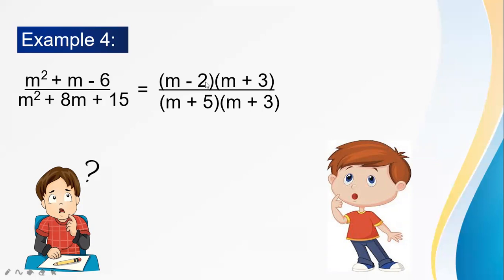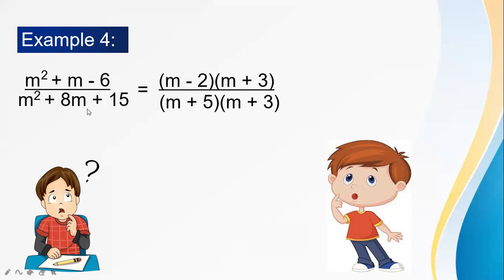Why m minus 2, then multiplied by m plus 3? Because if you multiply negative 2 and positive 3, the answer is negative 6. And how about the middle term? We have 1m or m. Because they are unlike signs, you subtract, and if you add them, the answer is positive 1. So therefore, we have positive 1 because the numerical coefficient of m is positive 1.